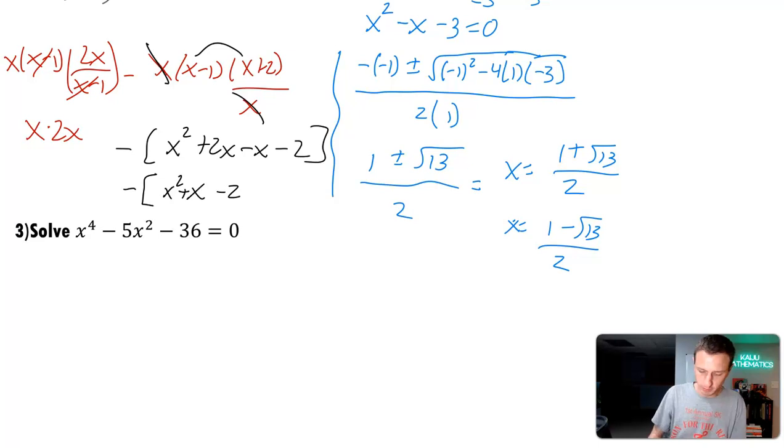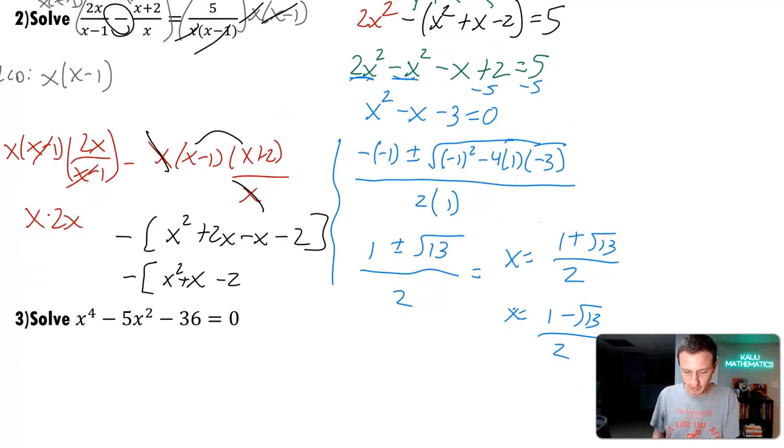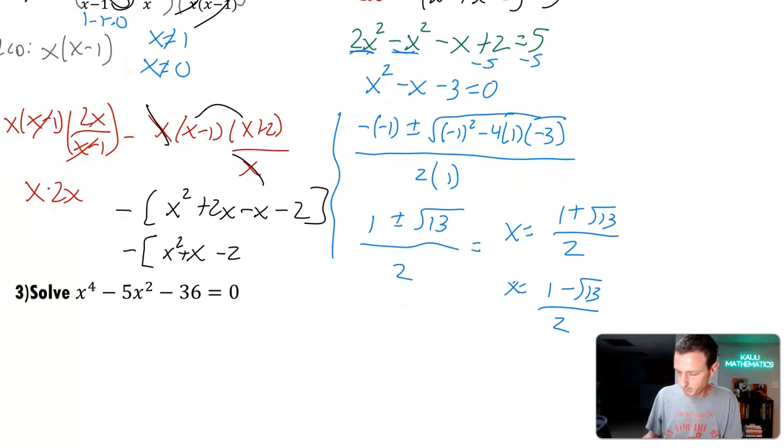For a rational expression type of problem, you do want to make sure that none of the answers are going to make the denominator 0. So x can't be 1 because 1 minus 1 is 0. We can't have 0 in the denominator, and x cannot be 0 because then that would be 0. But neither of our answers are anywhere close to that kind of clean answer, so we're okay.